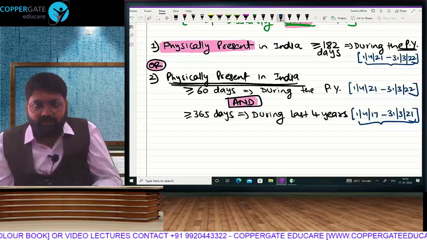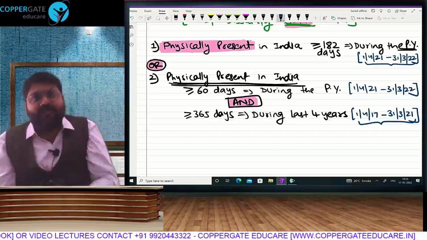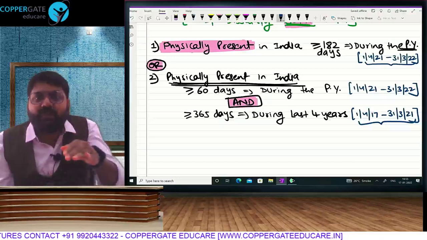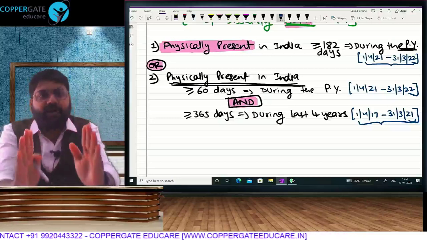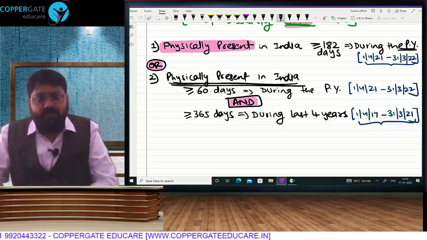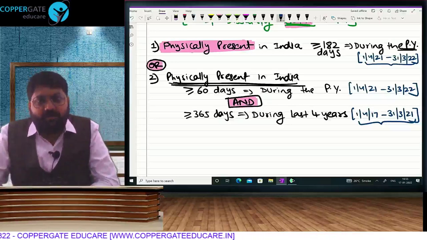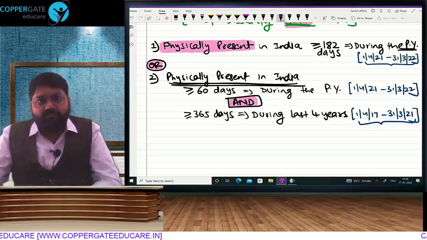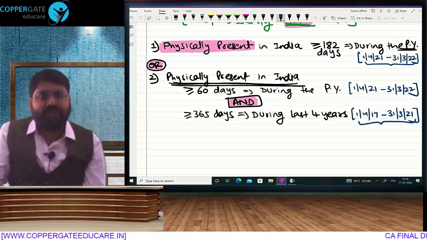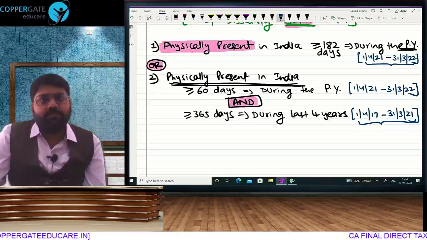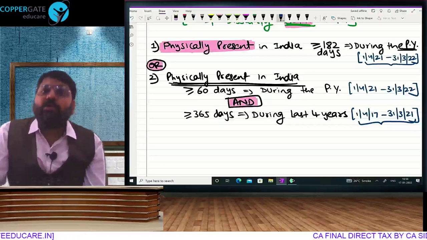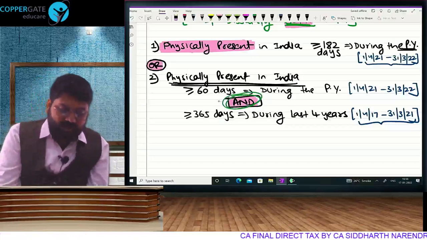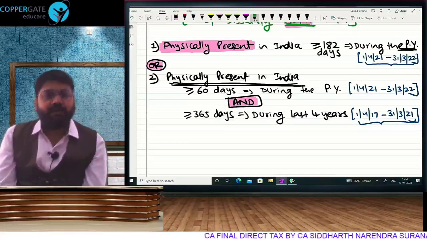That means, if current year you are satisfying the 182 condition, can I say you don't have to check anything else? You don't have to check last year or 3 years before that or anything. If current year it is 182, topic over. You are a resident. But if current year it is less than 182, so next option is current year minimum 60. But along with that, you have to also fulfill one more condition. It is a word and used over here. What is that second condition that you have to fulfill along with 60 of the current year?